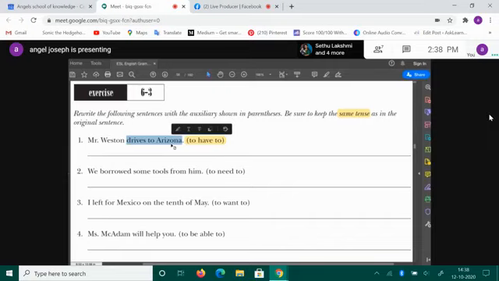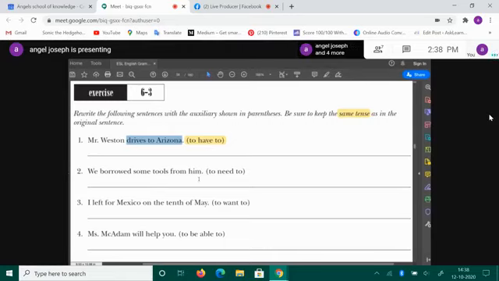Has to, I've highlighted it here. Drive to Arizona. Mr. Weston, have will become has to drive to Arizona. Okay. Let's look at the next one.